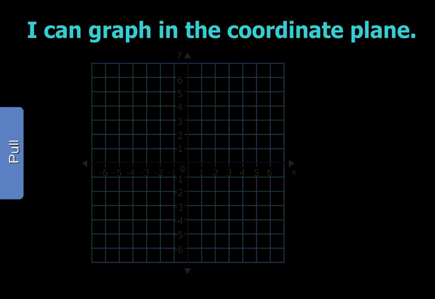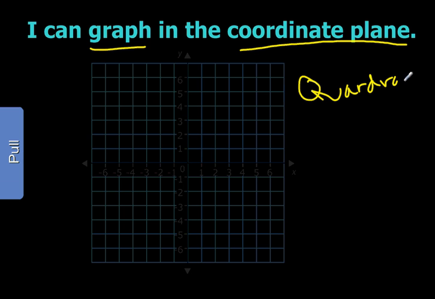Hello, math friends. Today we're going to talk a little bit about how you can graph in the coordinate plane. If we talk about the coordinate plane, there's a few little smart terms that we need to know. One of them is about quadrants. It sounds like a fancy word, and really it's just talking about dividing the graph up into four pieces.